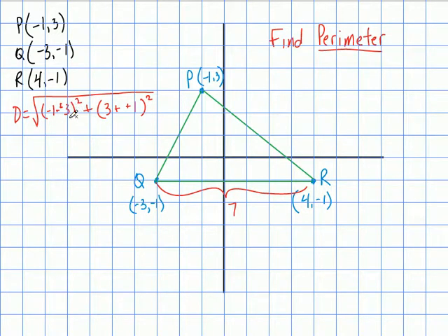Negative 1 plus 3 is 2. 2 squared is 4. Don't forget the square root here. 3 plus 1, that's still 4. Squared is 16. There we go. Now it looks better. And then that's square root of 20. Don't just leave it as 20.